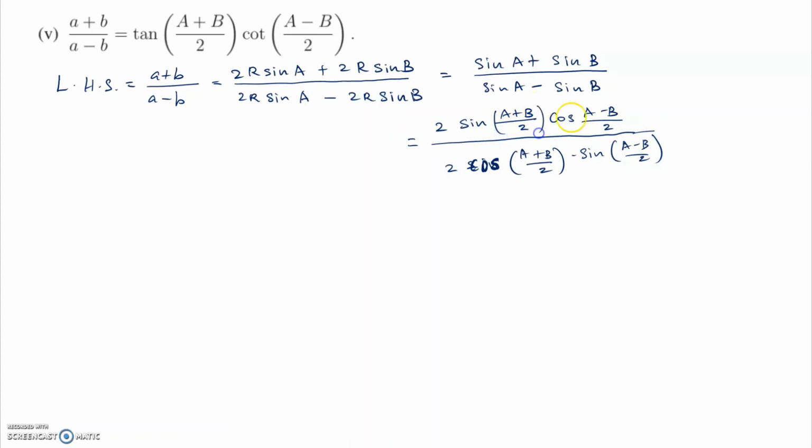So we can put them within bracket. Now sine A plus B by 2 by cos A plus B by 2 is nothing but tan. So the 2 and 2 will be cancelled. So this will become tan A plus B by 2, and cos by sine is cot. So this becomes cot A minus B by 2, which is equal to the right hand side, hence the proof.